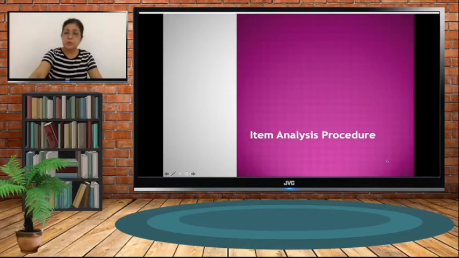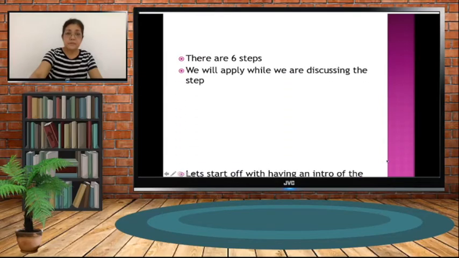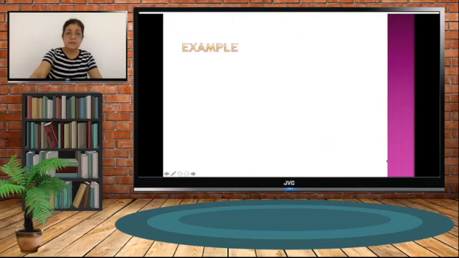But how are we going to compute the item analysis? Let's proceed to the procedure. There are 6 steps, and let us discuss it. But let us start first with an example. Here is a sample.